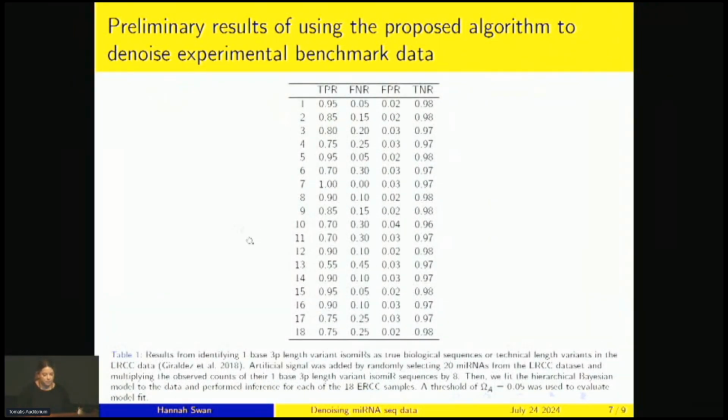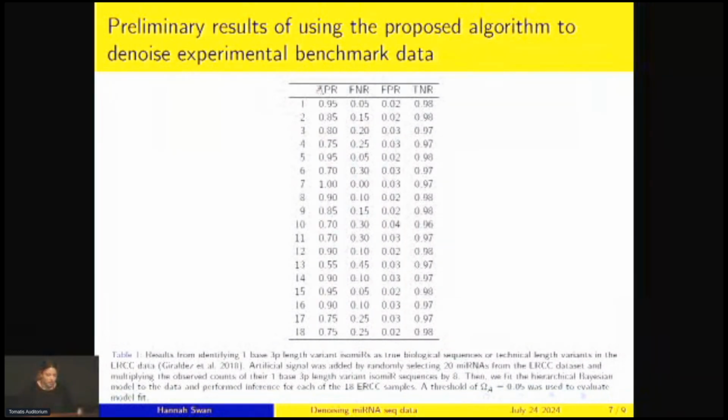And so here we have 18 samples. We have the true positive rate of correctly identifying biological length variant isomers, the false negative rate, the false positive rate, and the true negative rate. And the key takeaways here are to focus on the false positive rate column and the true positive rate column. And we can see here that the false positive rate is at or below 0.05. And since we're doing this at a 0.05 significance level, that shows that it's working as expected, although it is perhaps a little bit conservative.